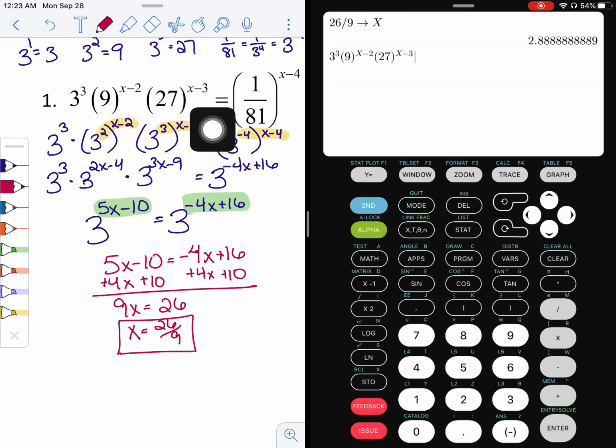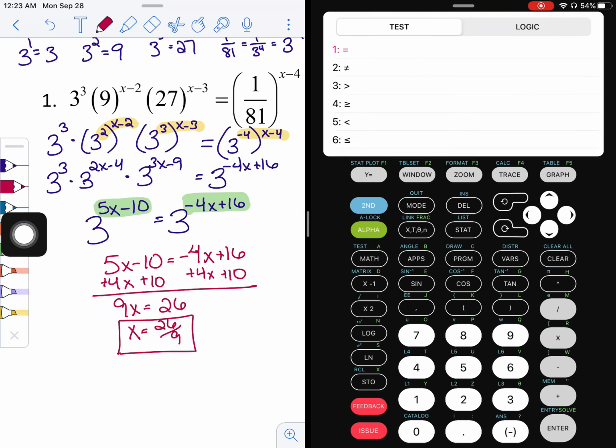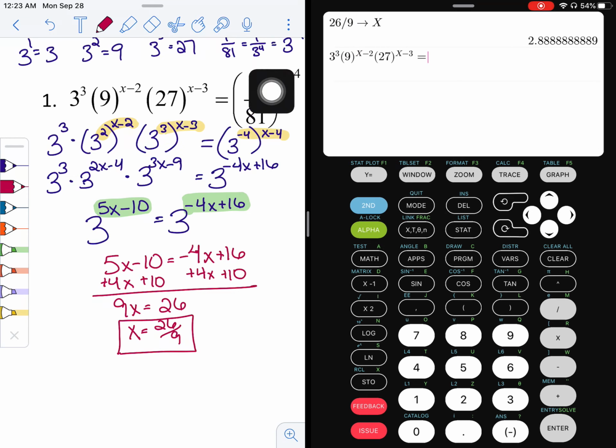Now this is the weird one. When I said test, I really am going to test this. So I am going to use the test functions here. So second math, and the very first test is equality. And I'm just going to put in the rest of this equation. So 1 over 81 raised to the x minus 4.